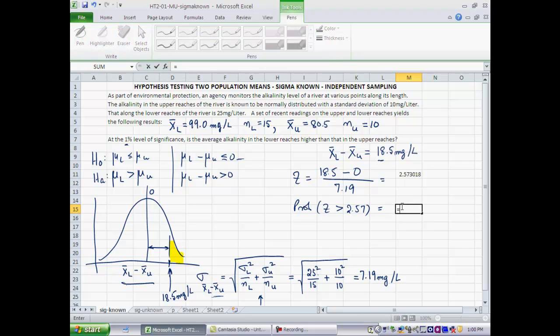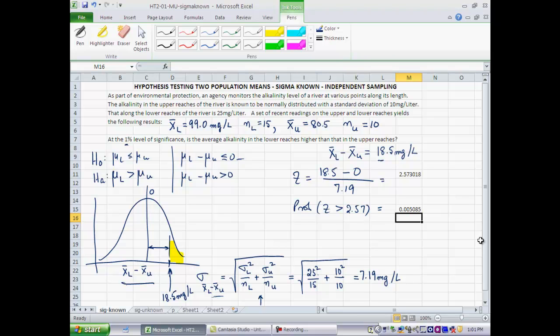By the way, in order to get the probability of Z greater than 2.57, you know the routine. We will use the NORM.S.DIST function, but that will give us the area to the left of 2.57. So I have to do 1 minus NORM.S.DIST of 2.57. Before I hit return, notice that whatever result comes out is the area to the right of 2.57. So it's 0.005.